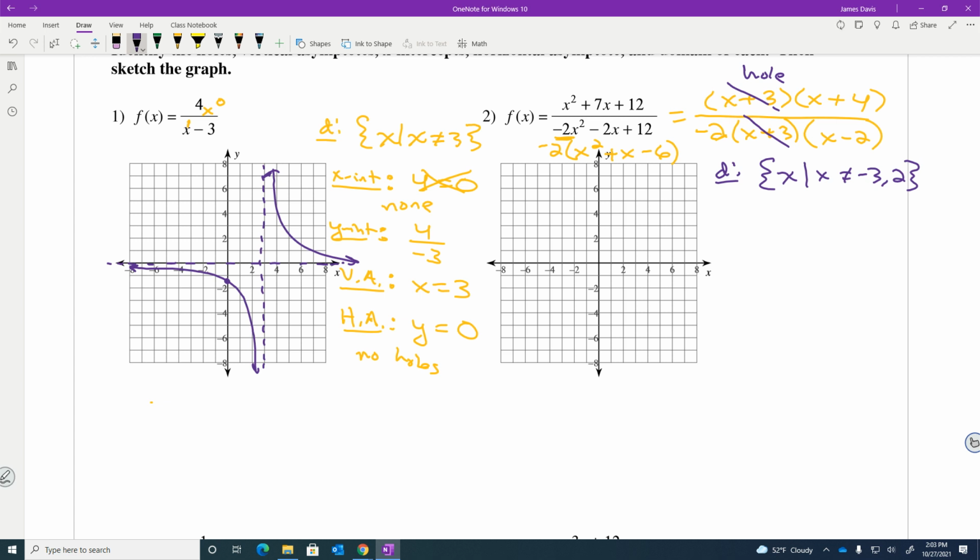Where did you get the 2 from? So from this one, if you set the bottom equal to 0, you saw that would be 2. So the domain is only about the bottom, not the whole thing. The domain is all numbers except these two, because these two make the denominator 0. Okay. And the top doesn't matter, right, because you're allowed to have 0 in the numerator.